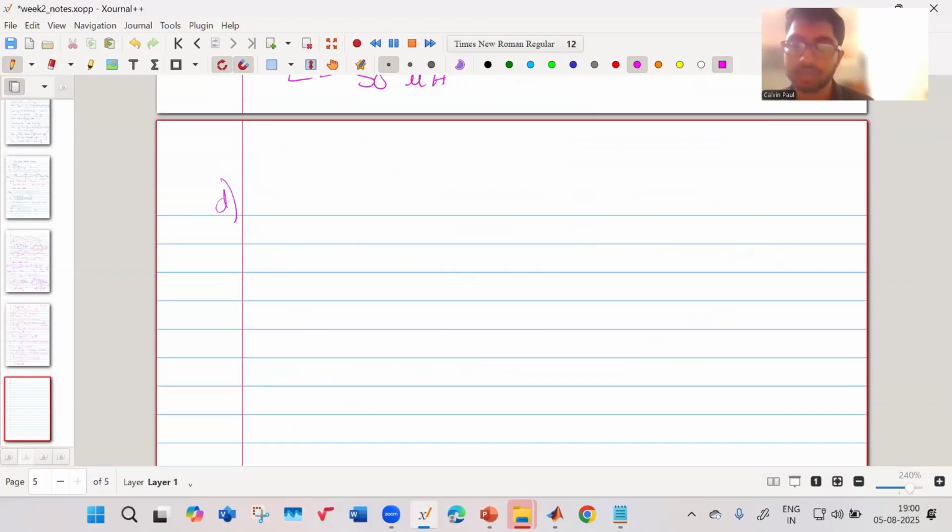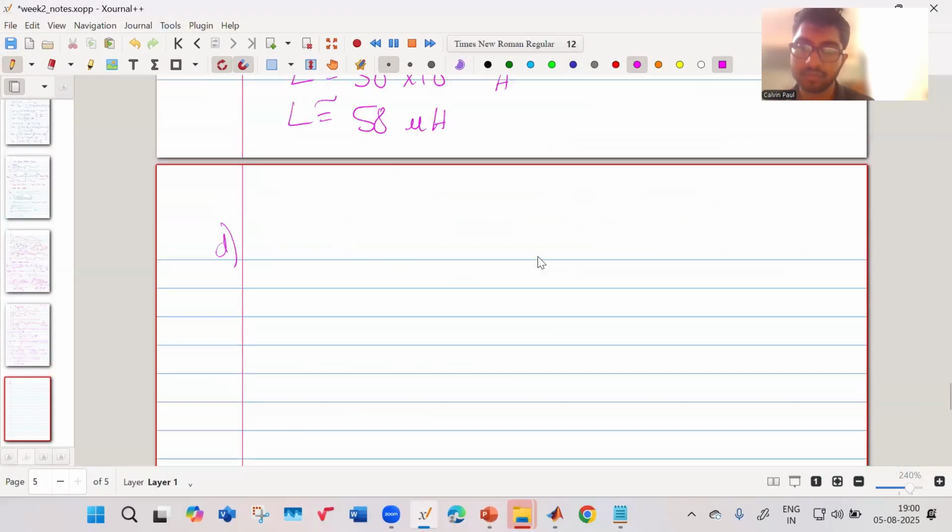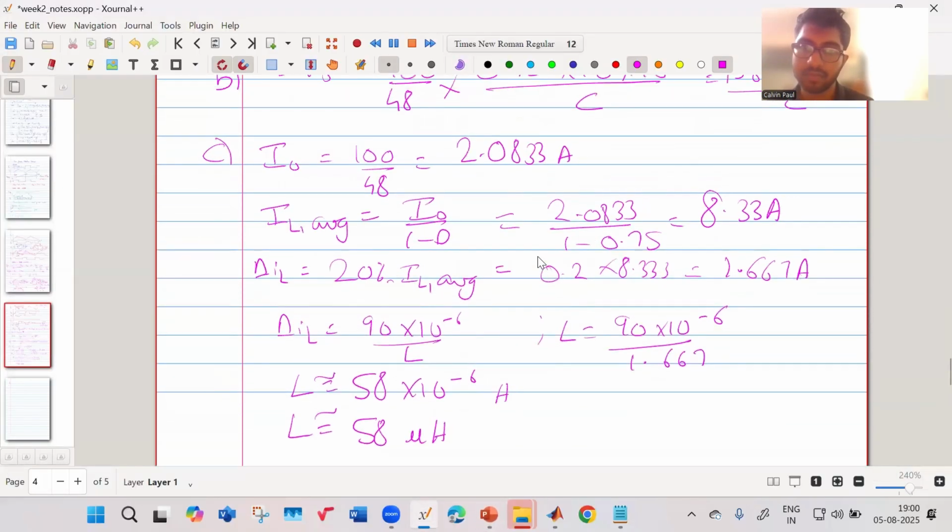Sir, one doubt. Normally, current ripple will be expressed as a percentage of output current, right? But here we have taken 20% of IL. Yeah. Because normally they would have written it for the buck converter. In the buck converter, your IL average is the same as your output load current. But in the case of the boost converter, it is not the same. That's why we have to change.